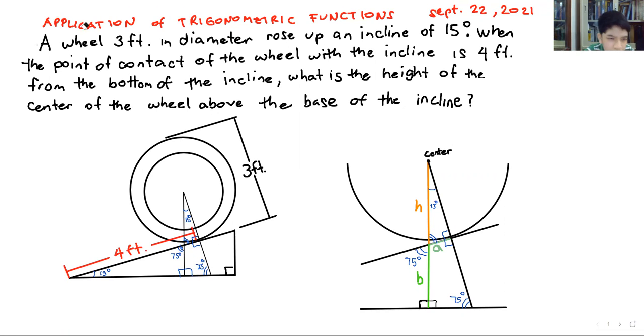Okay. So Joshua already did the figure on the virtual whiteboard. Please continue your solution and you may use your scientific calculator to solve for the trigonometric functions. So in essence, we need to find h plus b.